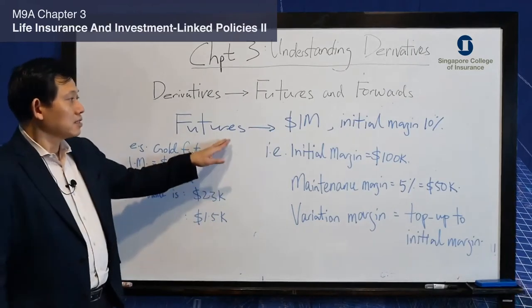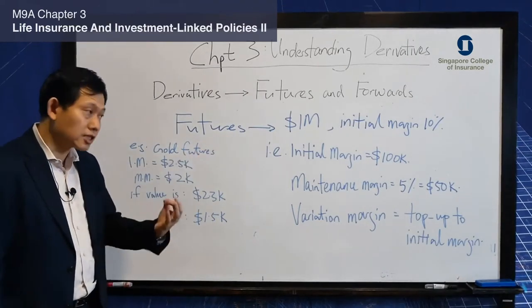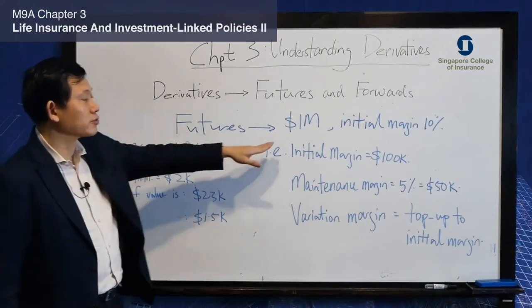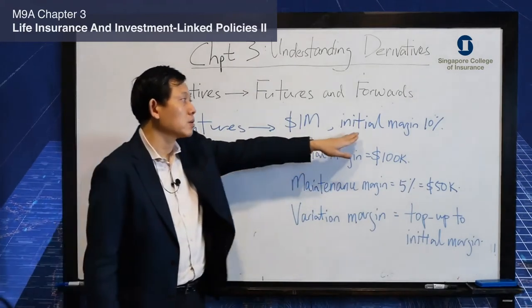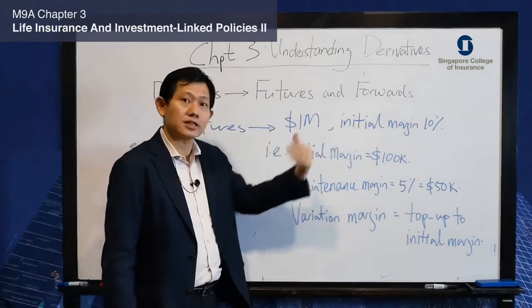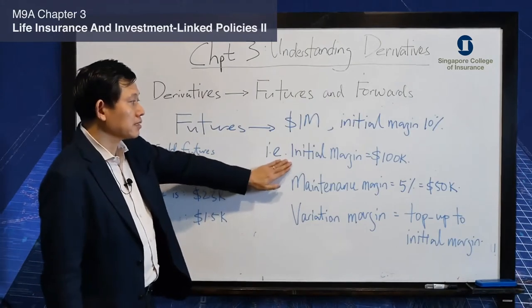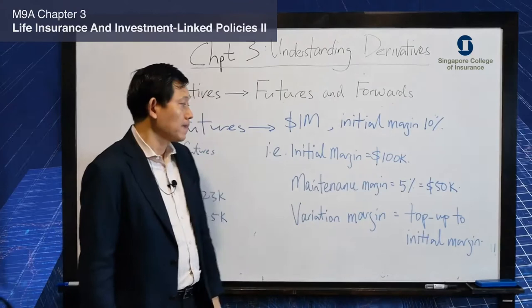Okay, let's further our discussion about the meaning of margin. There are three terms you have to understand very well. Let's assume this future contract is $1 million. The broker or the exchange will specify the initial margin required. Let's assume it's 10%. The 10% is an assumption. It can be 5%, it can be 20%. All right? Let's assume it's 10%. Therefore, the initial margin IM is 100,000.